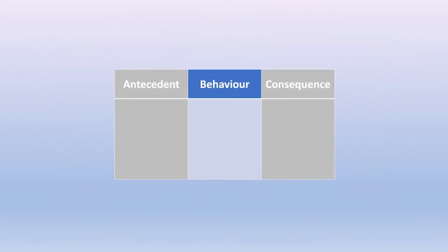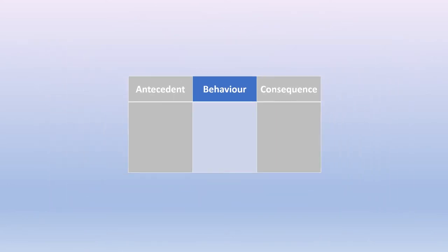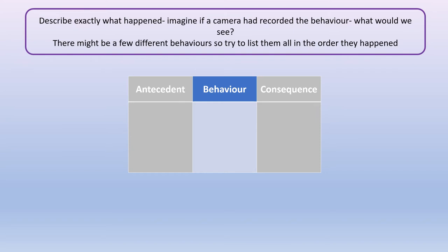Now let's think about what you'd write in the behaviour column. Here is where you try to describe exactly what happened. Imagine if a camera had recorded the behaviour, what would we see? There might be a few different behaviours, so try to list them all in the order that they happened. That way we can see if the behaviour escalated. This might give us clues to early warning signs.